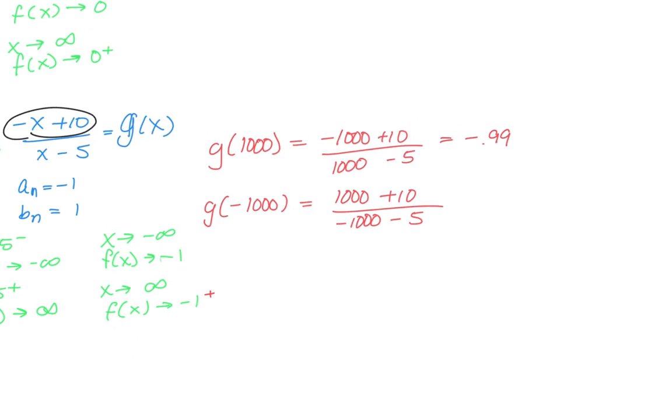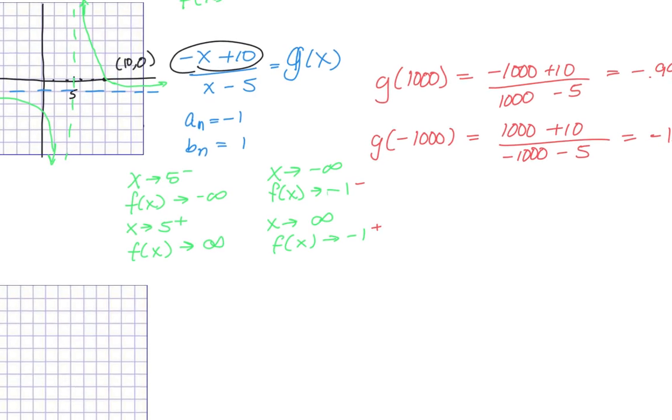I put in the negative 1,000 and I end up with a number slightly larger than negative 1, negative 1.005. So that tells me I'm going to approach from below. So that also confirms the graph that as x approaches positive and negative infinity, I am going to approach negative 1, in this case from below and in this case from above.